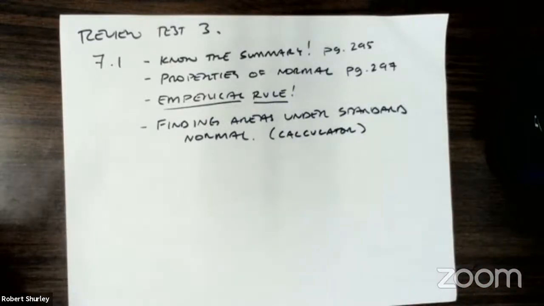Where does it talk about finding the z-score? I thought that was, I think it goes into that in 7.2. 7.2. Oh, okay. Yeah, 7.2. Okay.